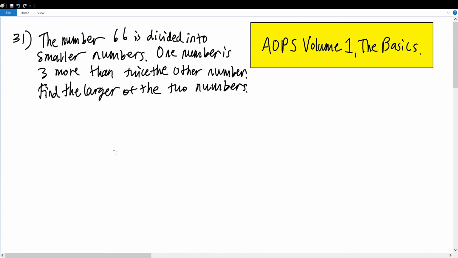AOPS Volume 1 The Basics number 31. The number 66 is divided into smaller numbers. One number is 3 more than twice the other number. Find the larger of the two numbers.